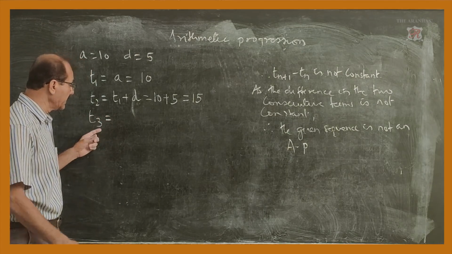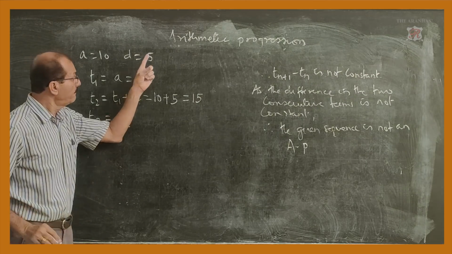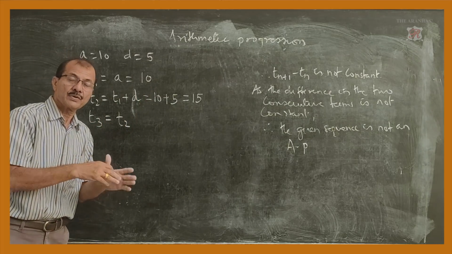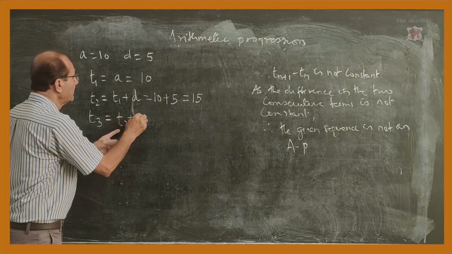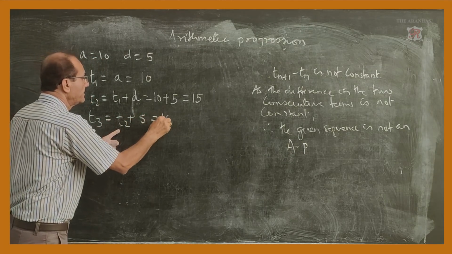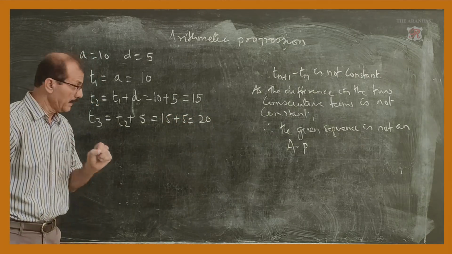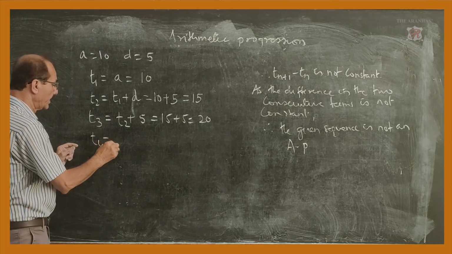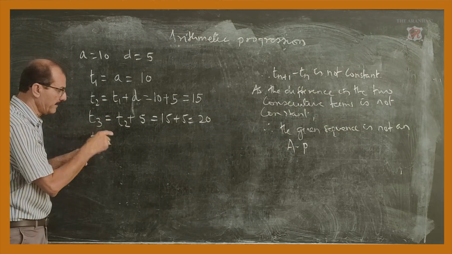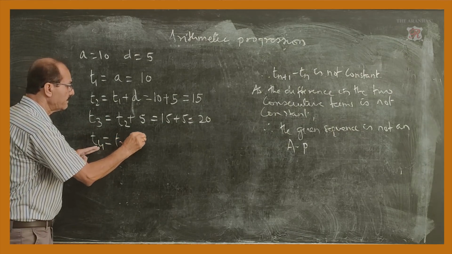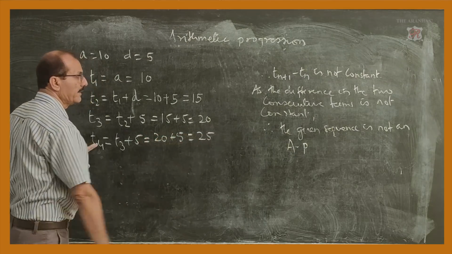Now to get T3, what will you do? You will add 5 to the preceding term. So what is the preceding term of T3? T2. So in T2 you add 5. So that is 15 plus 5, which is 20. I hope this is clear. Now you want to get T4. To get T4, I have to add 5 to T3. So T3 plus 5, that is 20 plus 5, which is 25.